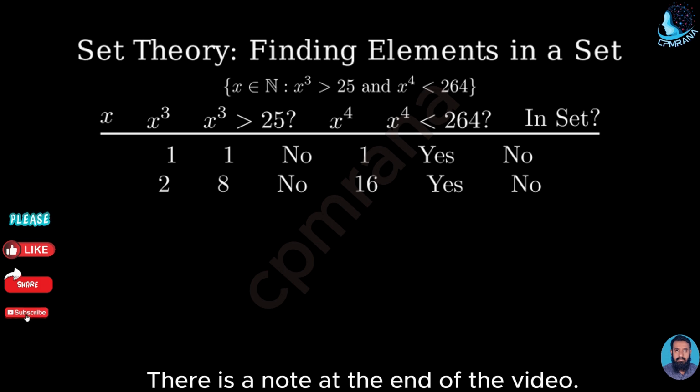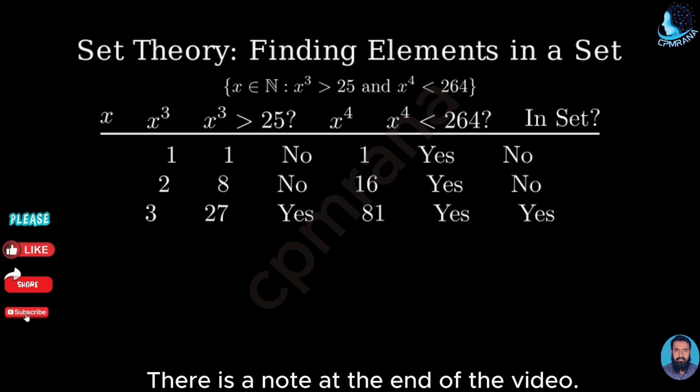For x equals 3, 3 cubed is 27, which is greater than 25. 3 to the fourth is 81, which is less than 264. Since both conditions are satisfied, 3 is in our set.